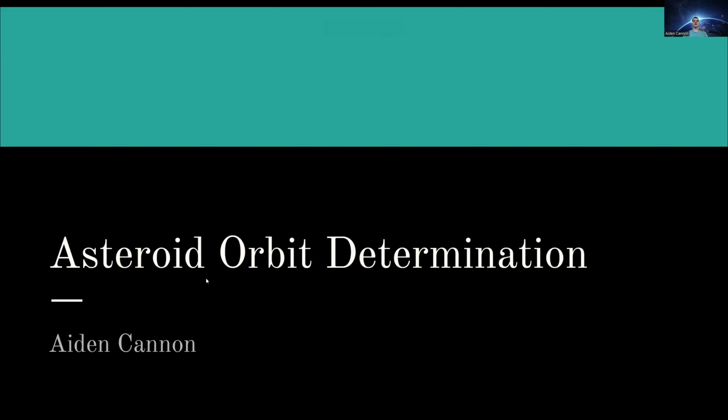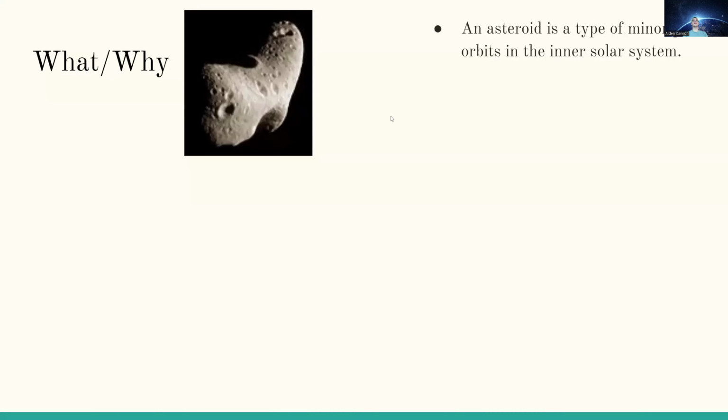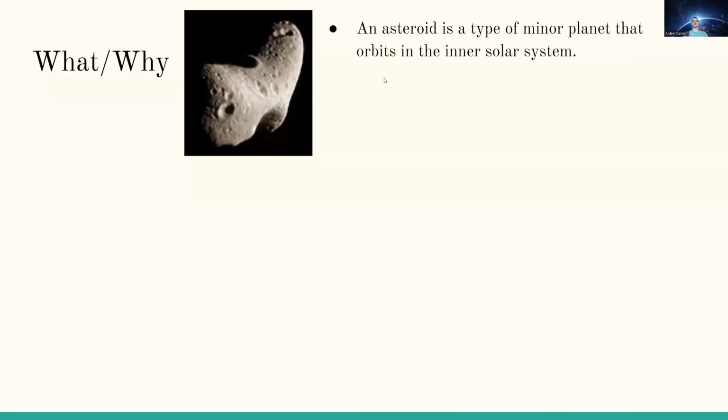I am Aiden, and this is the project on asteroid orbit determination. Some background information. An asteroid is a type of minor planet that orbits in the inner solar system.